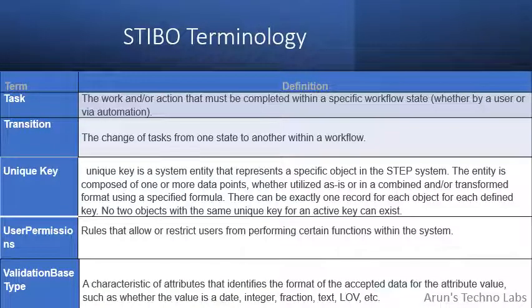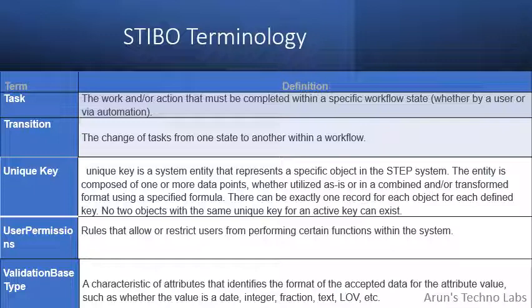Task is kind of work or action that can be completed as part of the workflow process or STIBO workflow process. Transition is a change of a task from one state to another within our workflow. Our workflow will have many stages. Just changing from one state to another state is a transition.